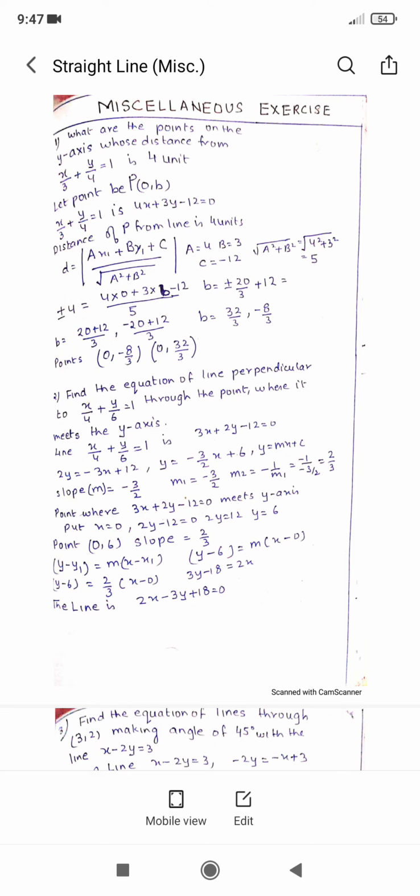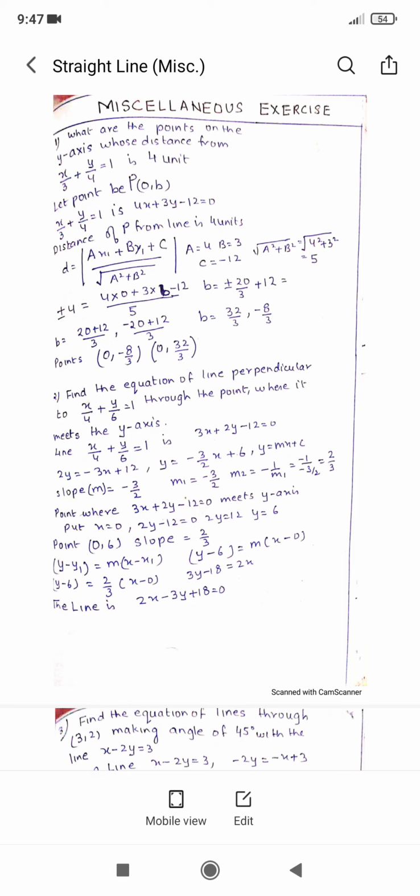Second question. Find the equation of the line perpendicular to x/4 + y/6 = 1 through the point where it meets the y-axis. Now let us write it in general form. We get 3x + 2y - 12 = 0. If we write it in slope intercept form, we get y = -3/2 x + 6. Here the slope of the line is -3/2. So the slope of the perpendicular line is -1 / (-3/2), that is +2/3.